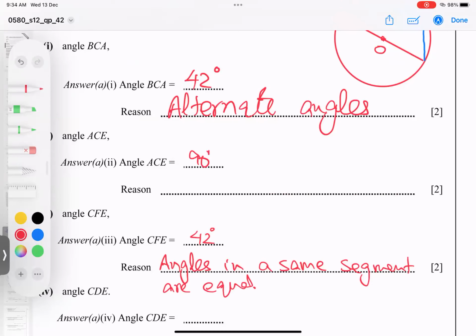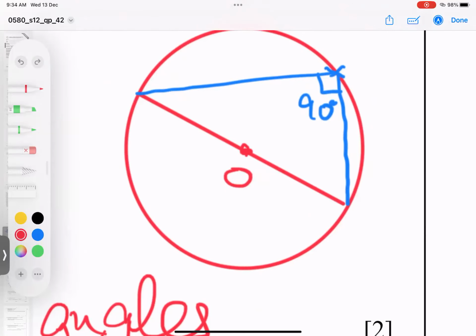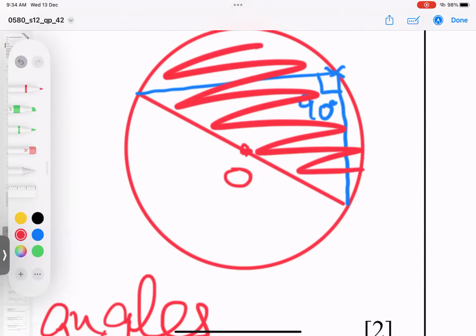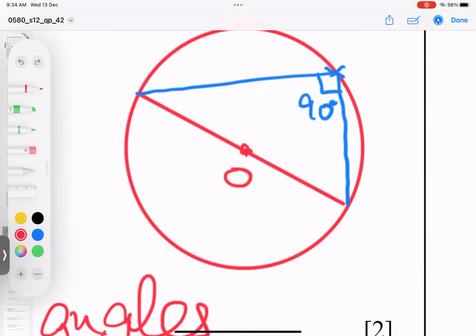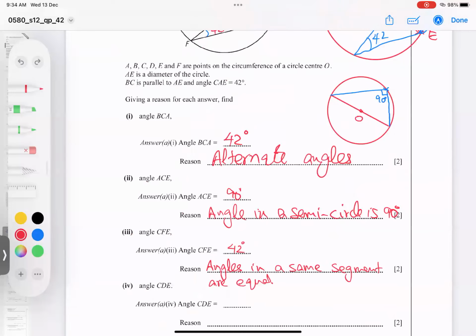The reason is angle in a semicircle is a right angle, or 90 degrees. And let me tell you why semicircle. Whenever we have a diameter, students, we have one semicircle above and one semicircle below. That is why this angle is made in a semicircle. I believe you got my point.